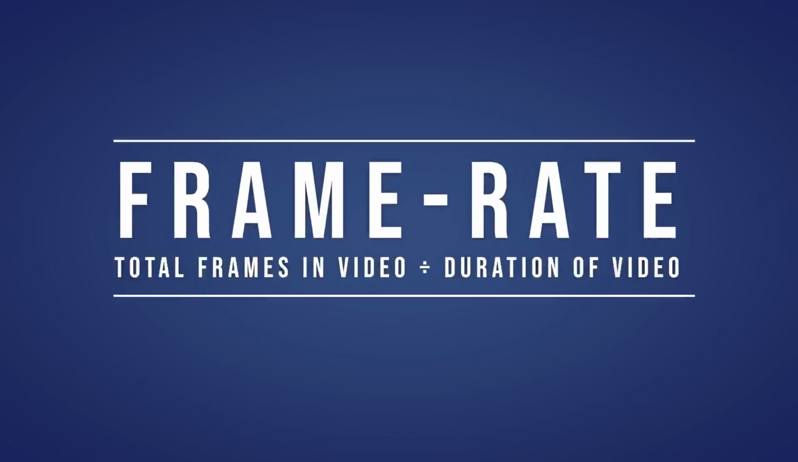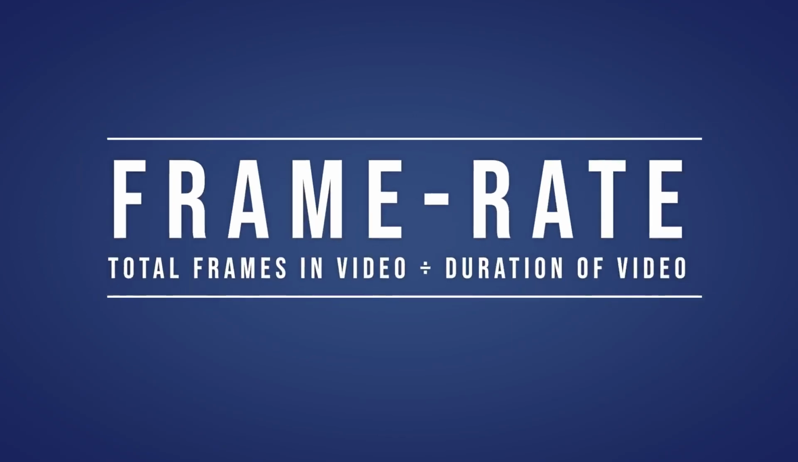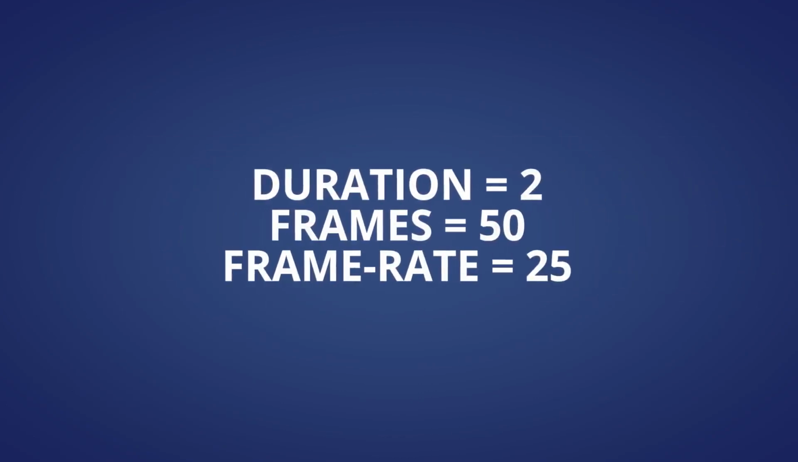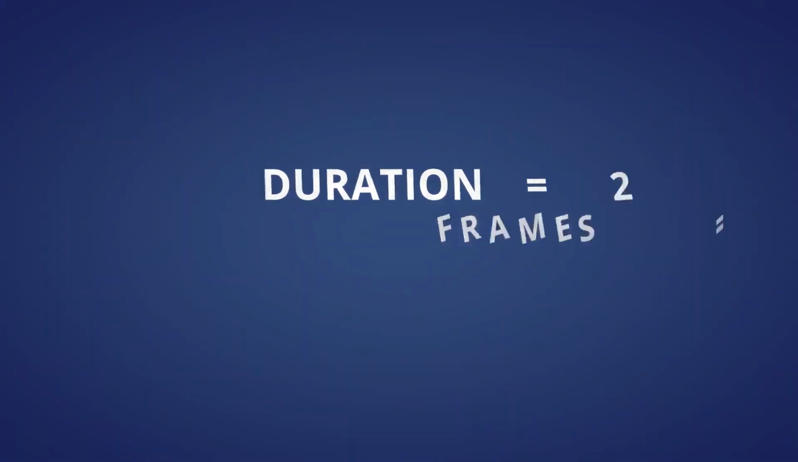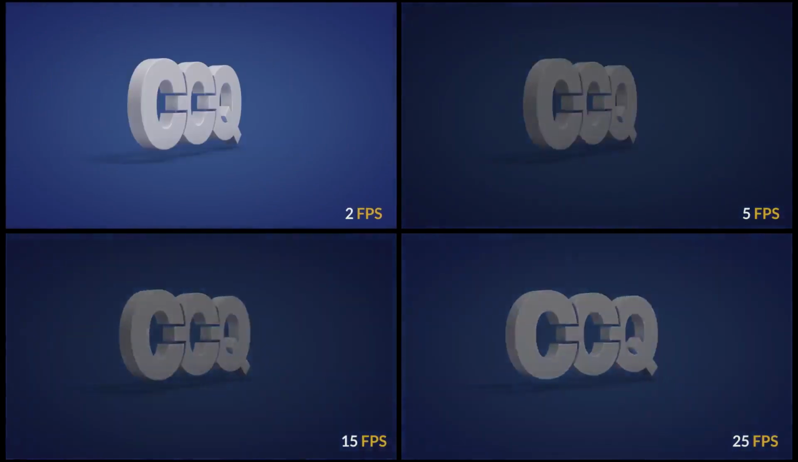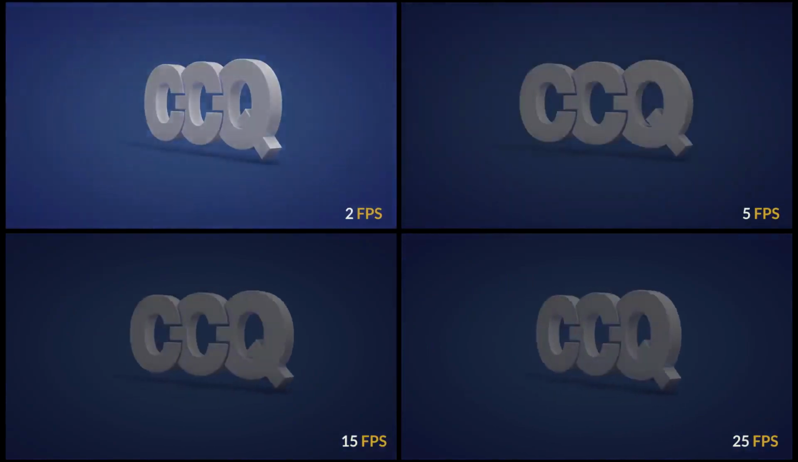Similarly, the frame rate is equal to the total number of frames in a video divided by the duration of the video. If you have a 2-second video with 50 frames, the equation would go: frames per second is equal to 50 divided by 2, which means the frames per second is 25. This means there are 25 changing pictures per second. The higher the number, the smoother the motion.